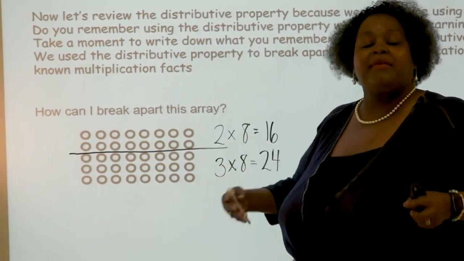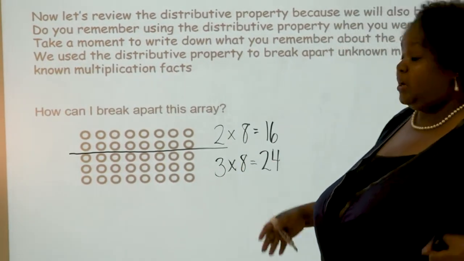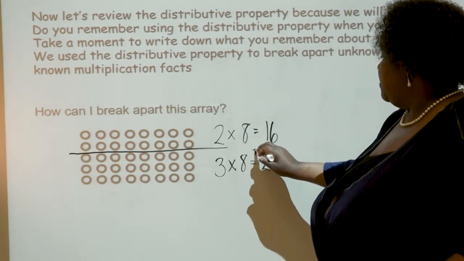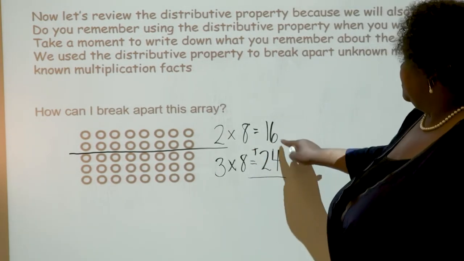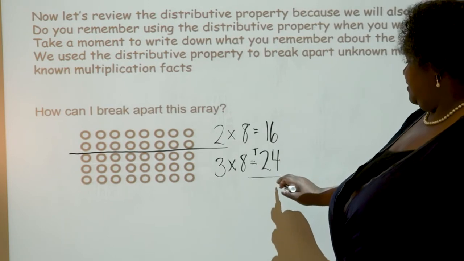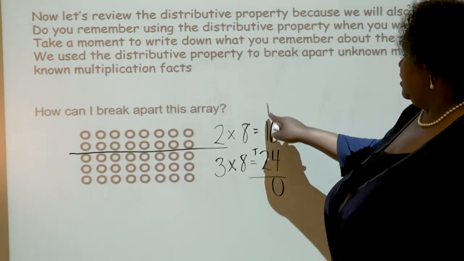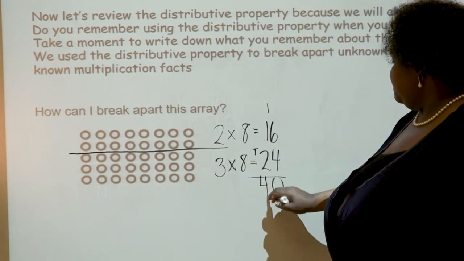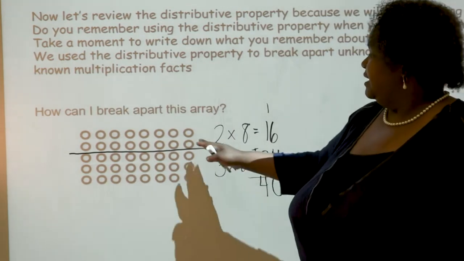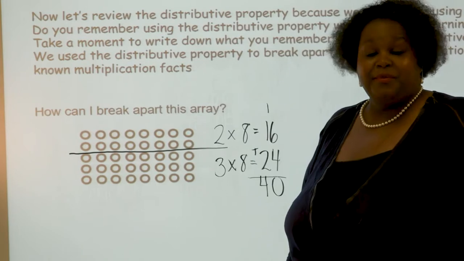Now I need to add my sums together to get a product for the total array. I'm going to put my addition sign here. 6 plus 4 is 10, 0. Carry my 1. 1, 2, 3, 4. My array shows 40 as the product.